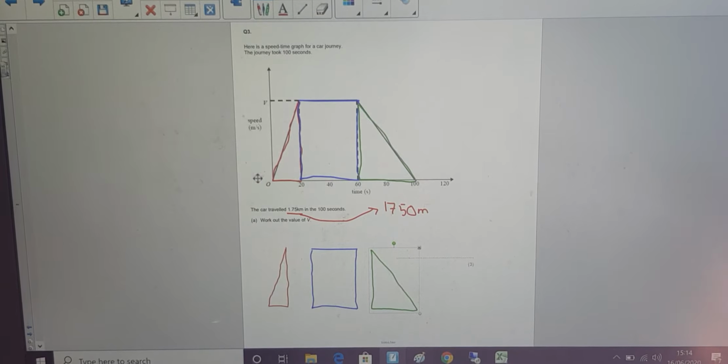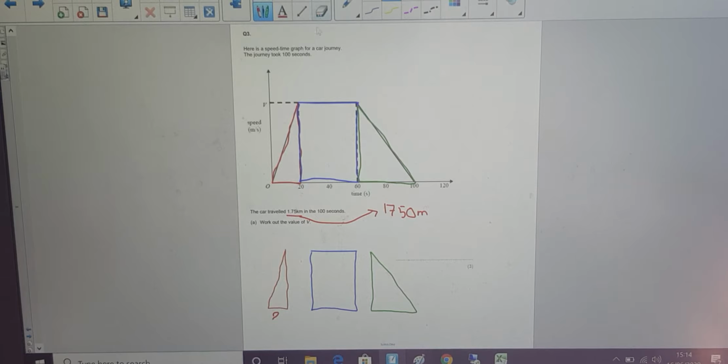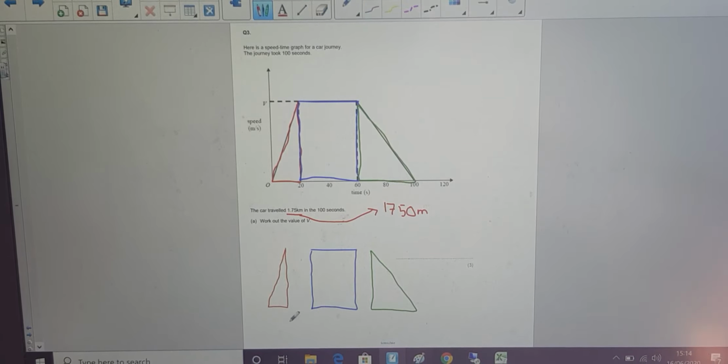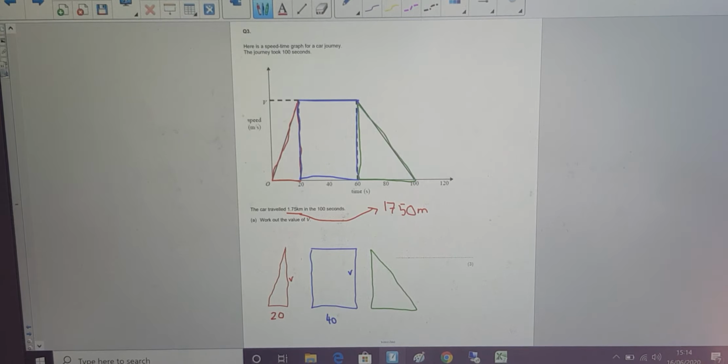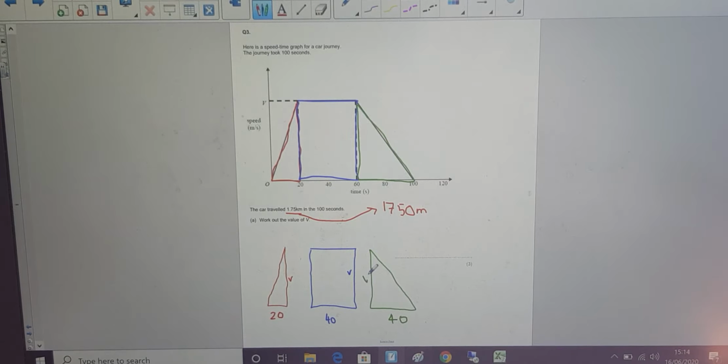I do. I know the width of this triangle is 20, and I know that the height of it is v. I know the width from 20 to 60 is going to be 40, and I know the height of it is v. I know the width of this from 60 to 100 is 40, and the height is v again. So let's work out the area of each of these.